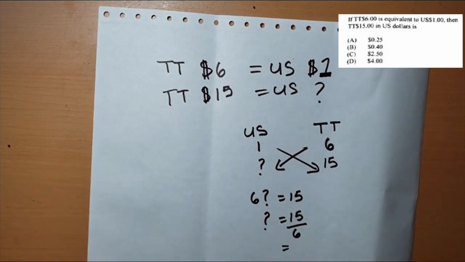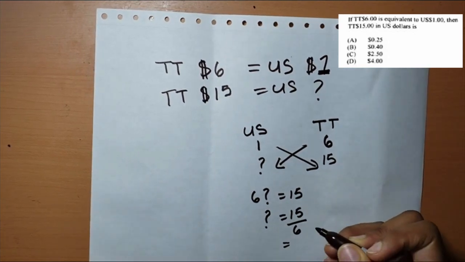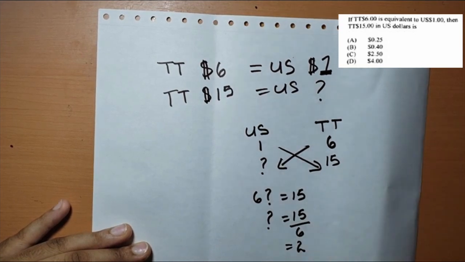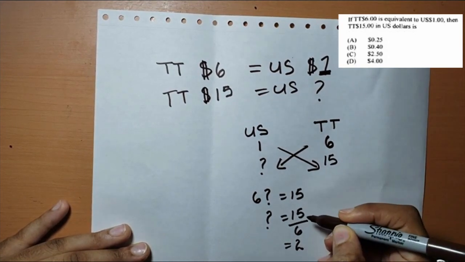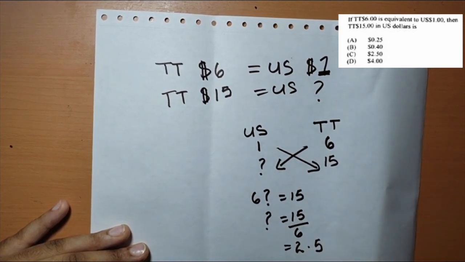Now, as we know, calculators are not allowed. So the way I would do this question is I would imagine this as 12 over 6, and that would give me 2. And then what would be left is 3 over 6, and that would be a half. So that would be 2.5.